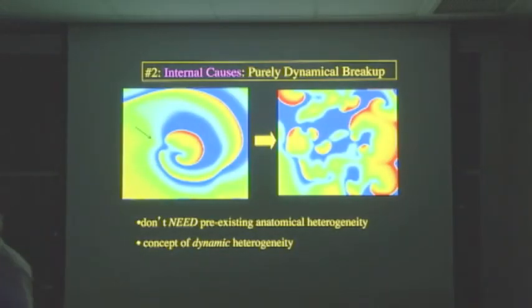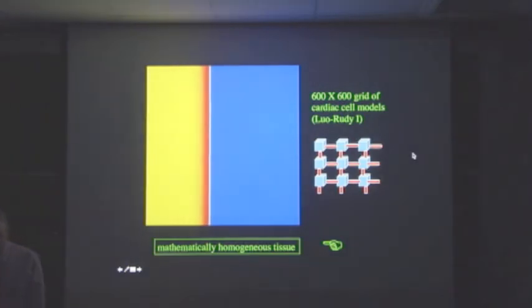But dynamicists had come up with another concept, purely dynamical breakup, where there are no pre-existing anatomical heterogeneities. The system manufactures its own heterogeneity. Here's a 600 by 600 Luo-Rudy 1 simulation. Here's an S1 wave going from left to right. It's going to repolarize. Now we're going to put in an ectopic S2. It's going to create a spiral wave. And that spiral wave, due to its own instability, due to physical instabilities in the wave conduction, is going to break up into a multi-wavelet state, modeling fibrillation.